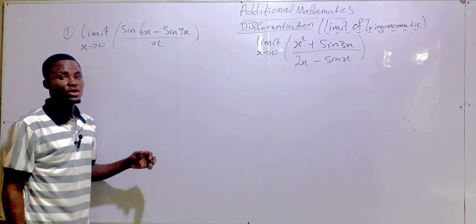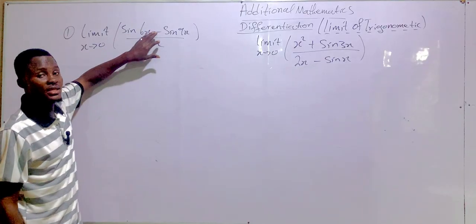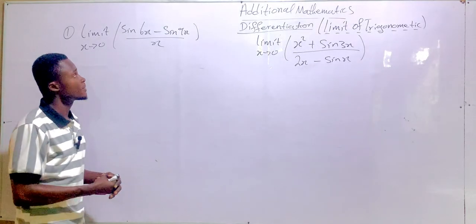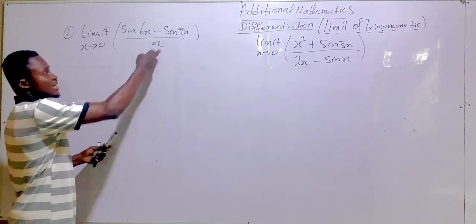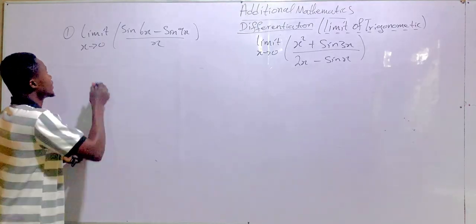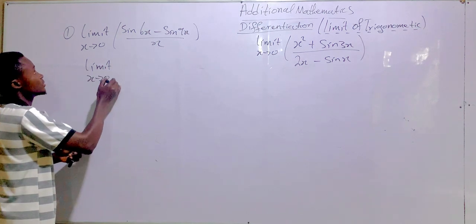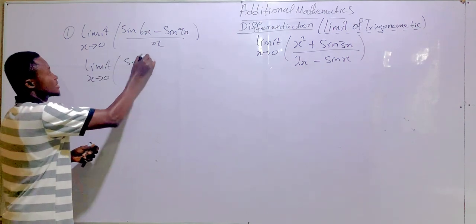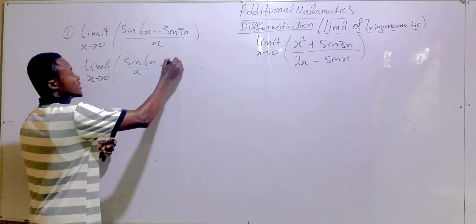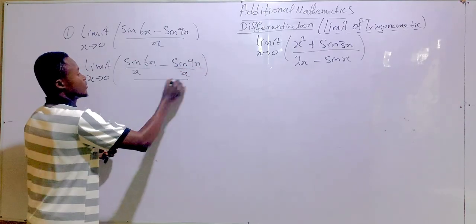Now we have an example on the board which says the limit of x approaching 0 of sine 6x minus sine 9x, all over x. Now what do we do here? We have to divide through by x so that we can get to the principle of limit. So we have the limit as x approaches 0 of sine 6x all over x minus sine 9x all over x, all over x.